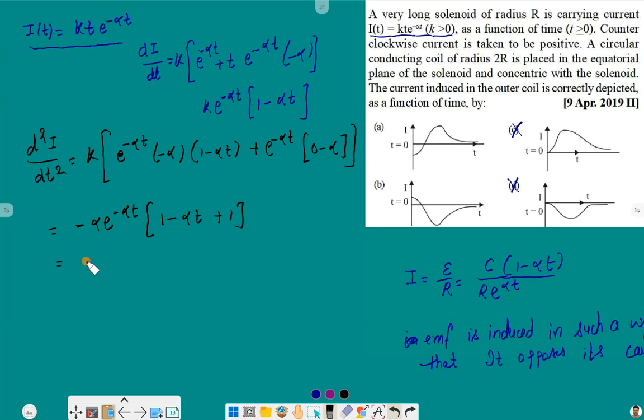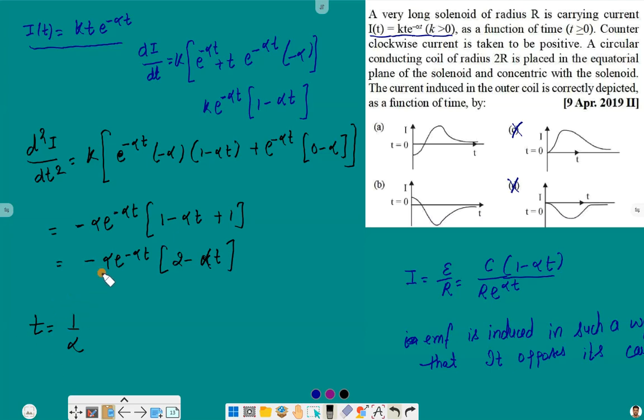So we will have minus alpha e to the power minus alpha t, 2 minus alpha t. Now we will find its maxima and minima. To find the maxima and minima, we take the first derivative and equate it to 0, and then find out a point, we can say an inflection point, at which there are changes happening. So this is the first derivative, and if we put it equal to 0, then the time comes out to be: 1 minus alpha t will be 0, and time will be 1 by alpha.